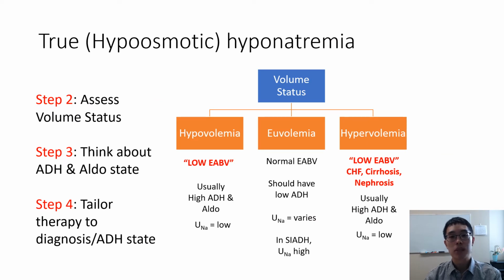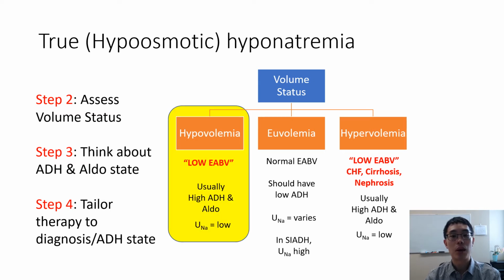So how does volume status help me assess hyponatremia? Well, volume status will help determine your ADH state, and if your ADH state is appropriate, then there's likely an underlying cause resulting in the hyponatremia that can be corrected. If the ADH state is inappropriate for the volume status, then you may have a case of inappropriate ADH stimulation, in which case the differential diagnosis narrows.